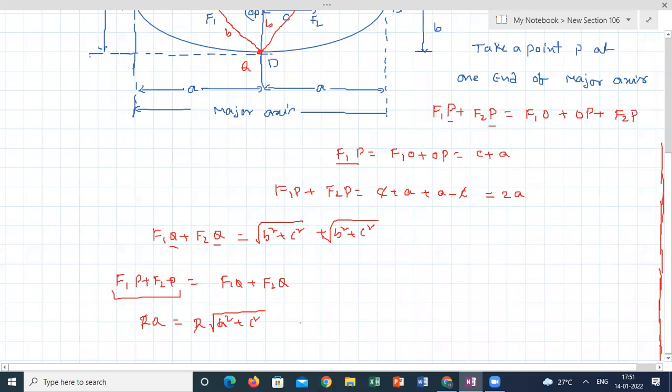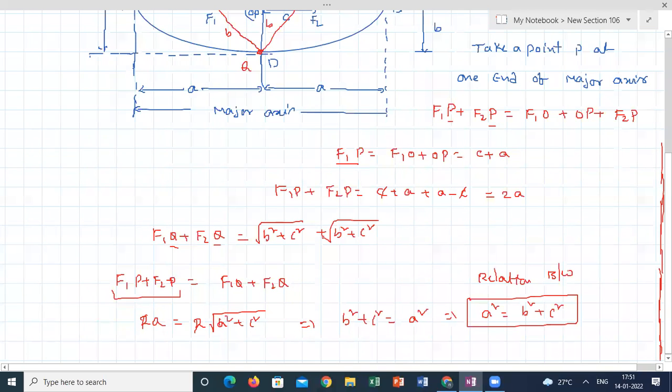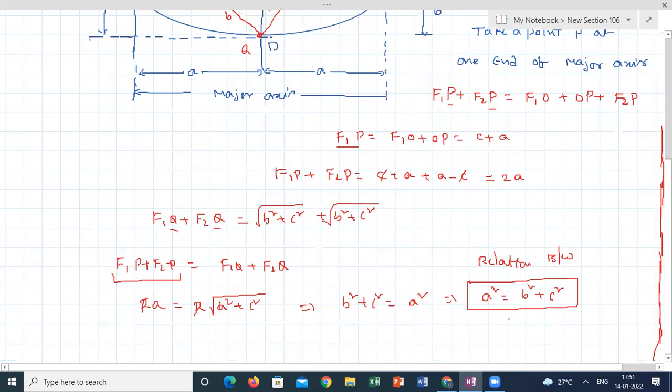So the 2 cancels, and I can write B square plus C square is equal to A square. So A square is equal to B square plus C square. This is a relation between the semi-major axis and the semi-minor axis. Or I can write C is equal to the root of A square minus B square.